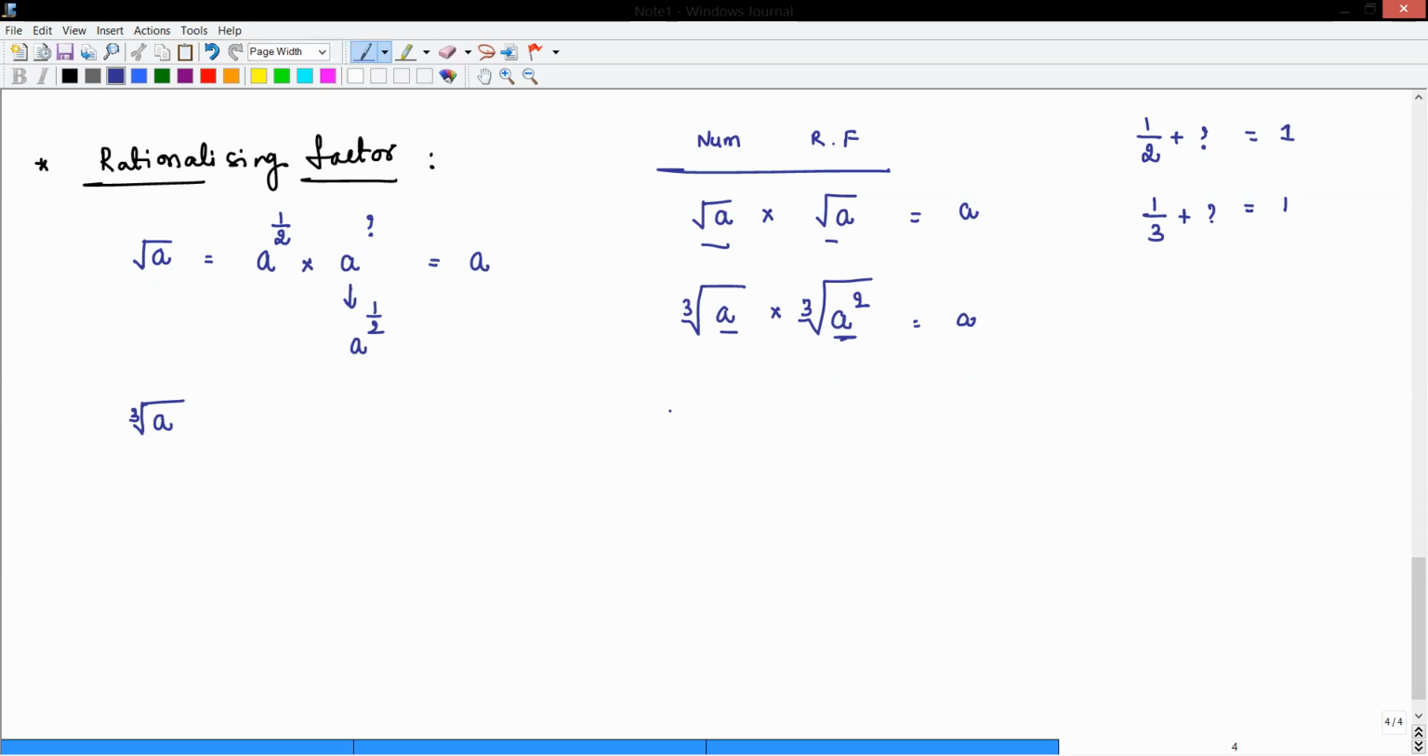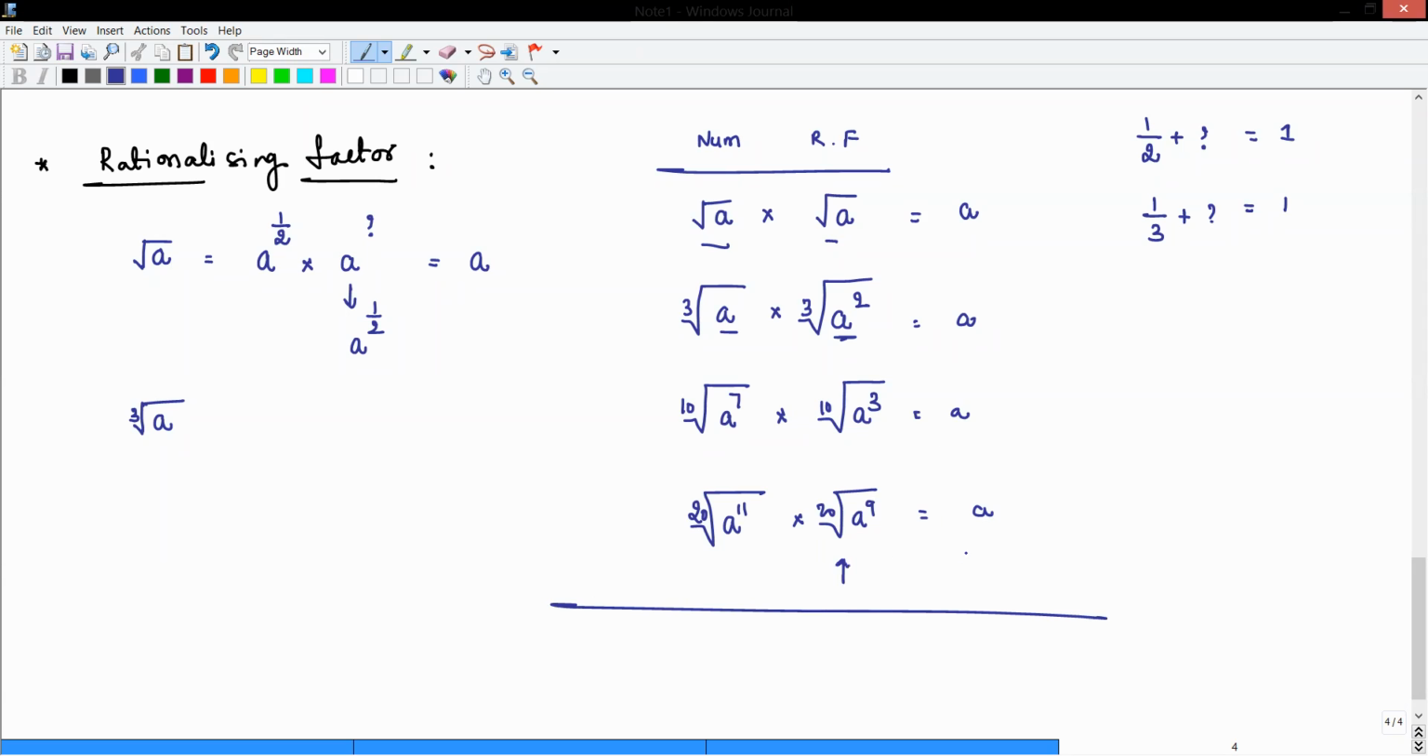Suppose if I take 10th root of a power 7, you have 7 a's, you need 3 more a's in order to make it as a rational number. A power 11. So I would say 20th root of a power 9. That is a rationalizing factor with which you need to multiply in order to get a rational number. I hope that's clear.